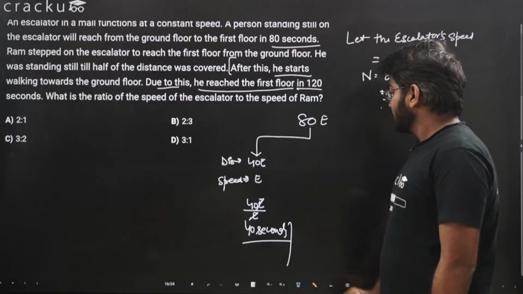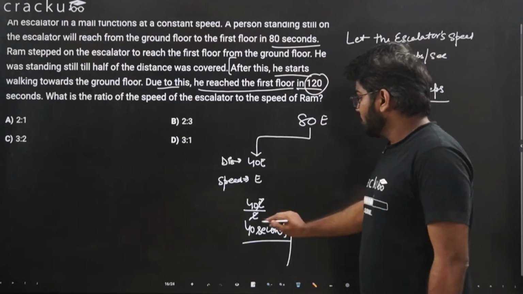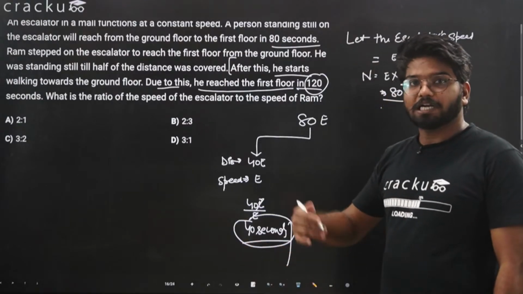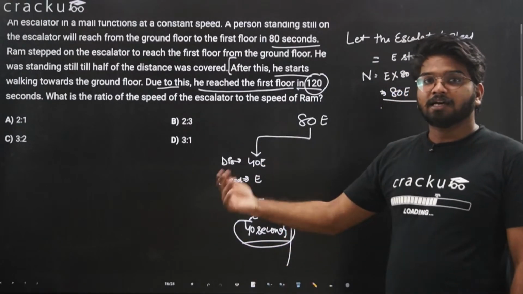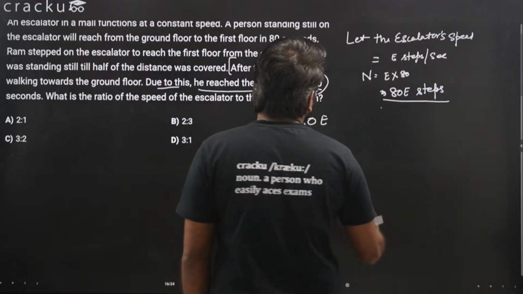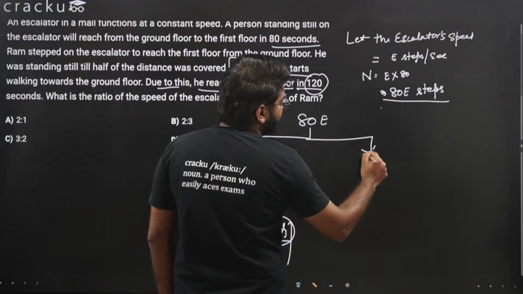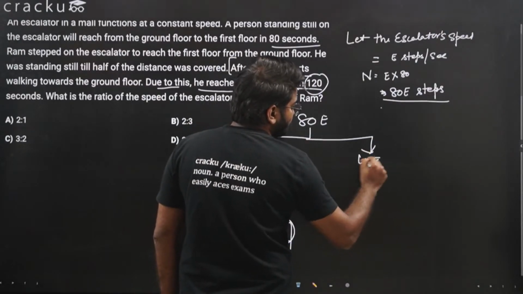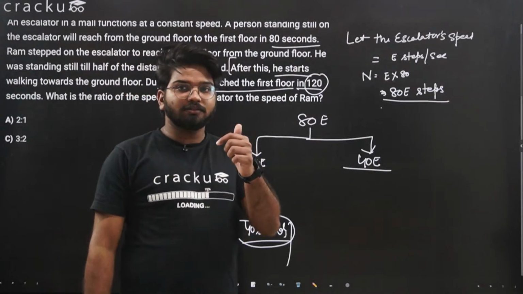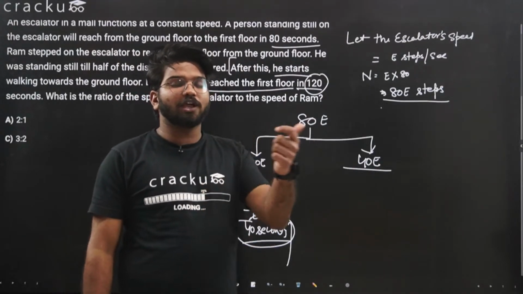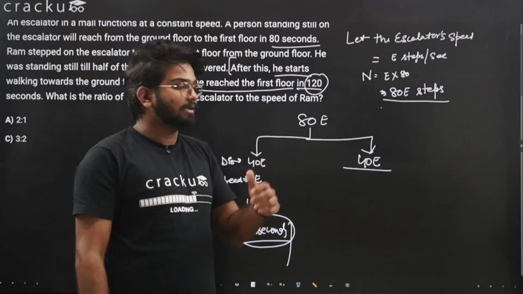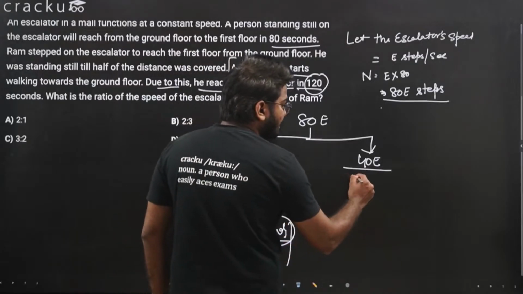We know that out of those 120 seconds, for the first half he took 40 seconds. It means whatever he was doing, that was done in the second half of the distance and in 80 seconds. So for the second half of the distance, that is 40 E, this distance is covered at the relative speed. The person Ram was moving down, escalator was moving up, and Ram reached the top. It means that escalator speed was higher. So we can say E minus R.